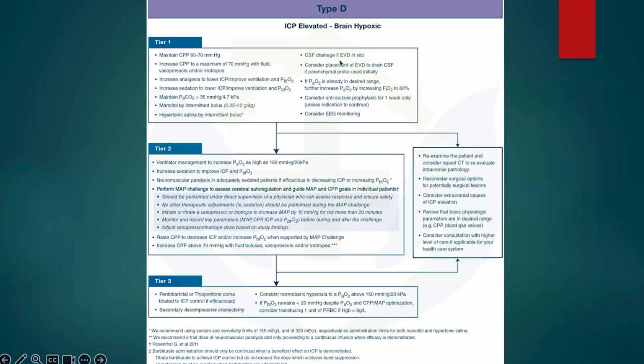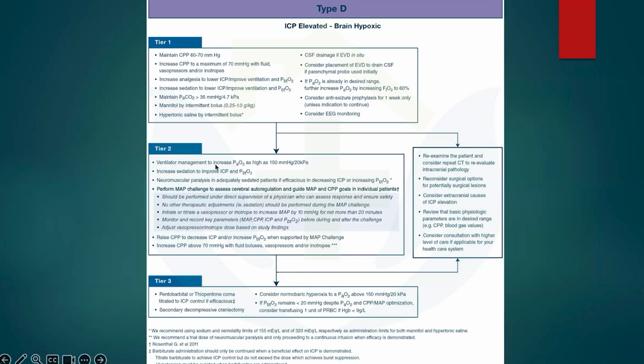Then after you are transducing the ICP, you are monitoring the CPP. So you optimize the CPP to 60 to 70. You optimize your analgesia, you optimize your sedation. You keep normocapnia, that is 35 to 40. And if despite all these measures it does not work, you have to go for boluses of mannitol or hypertonic saline. Boluses. But it is not around the clock. Many times we write 3% saline, QID, TDS, round the clock. It is not like that. When it is indicated, it has to be given as a bolus. It is not a round the clock thing, intermittent boluses you have to give.